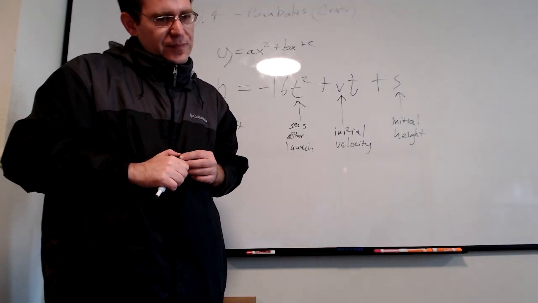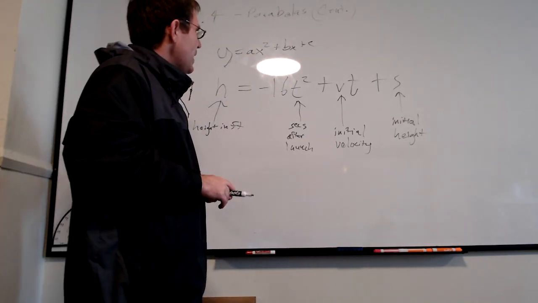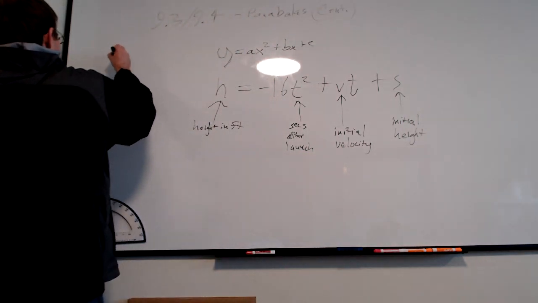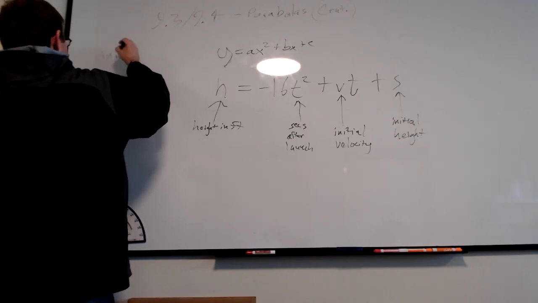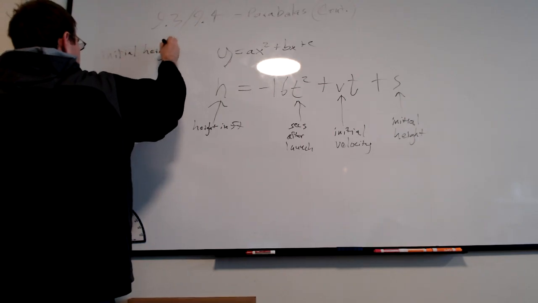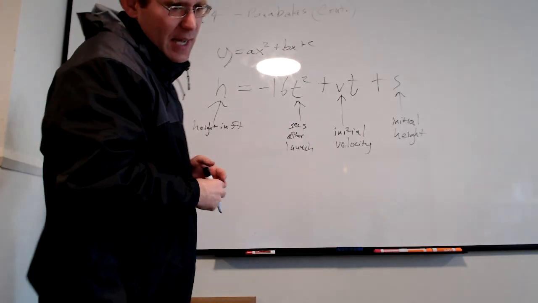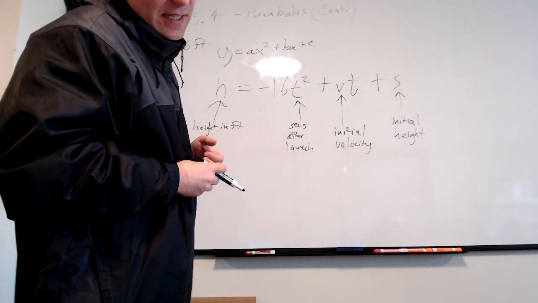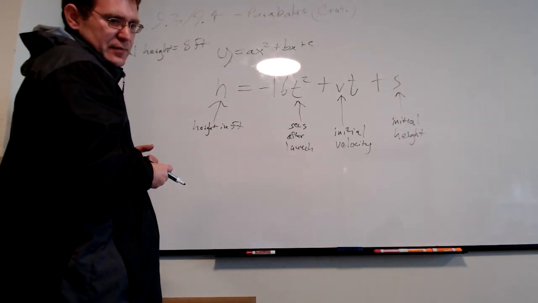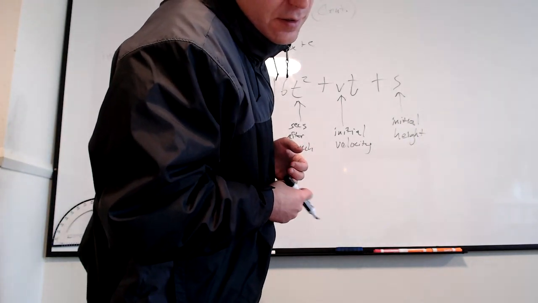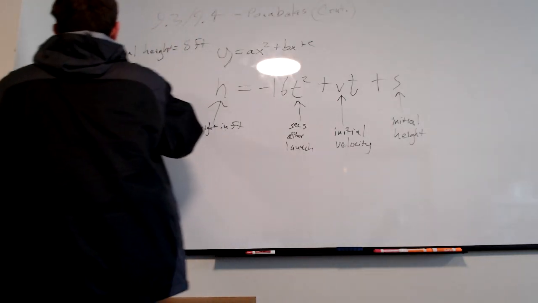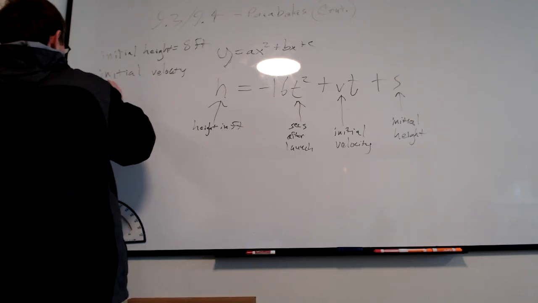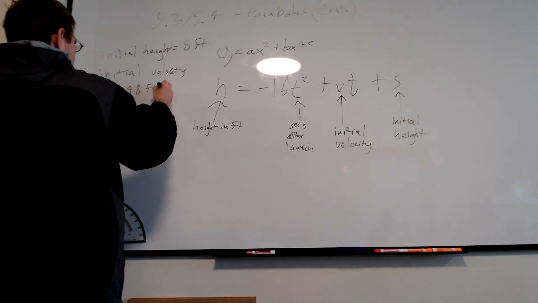So let's try an example. So let's imagine that a ball is launched from an initial height of 8 feet, and it has an initial upward velocity of 48 feet a second.